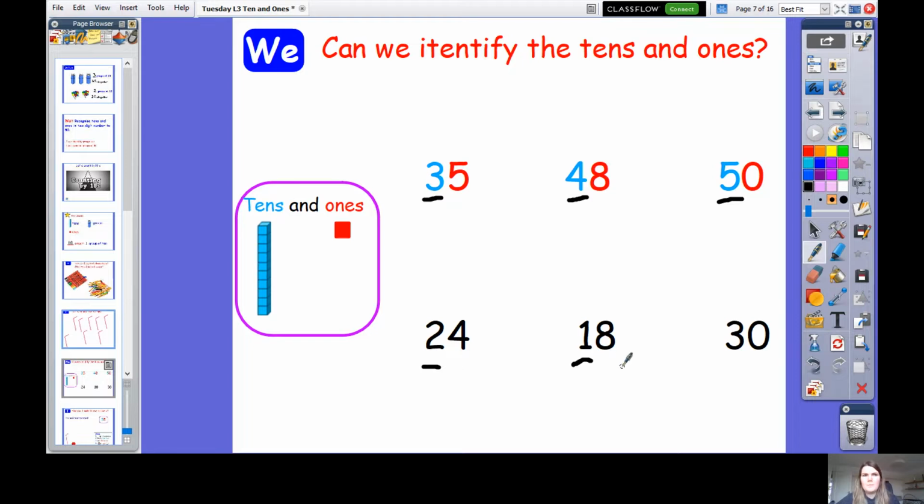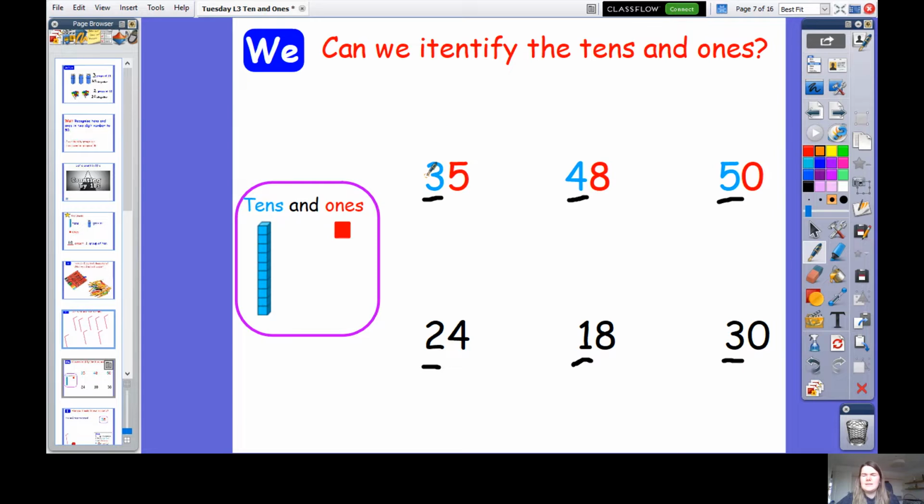Why is it the 1? Because if we split them, it would be 10 and 8. Very good. That is the tens. Fantastic. What's the tens in 30? The 0? No, well done. It is the 3 because this would be 30. Very good. Well, you found the tens. Can we find the ones?